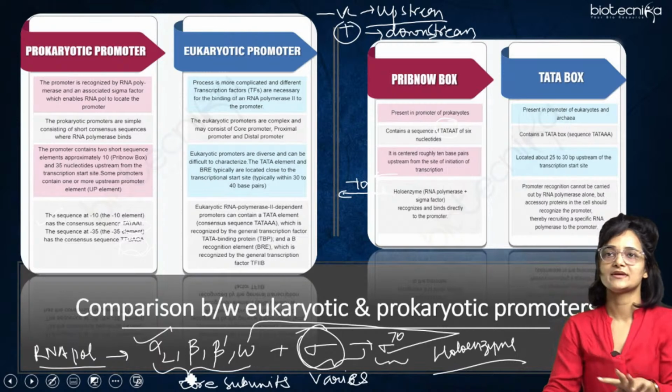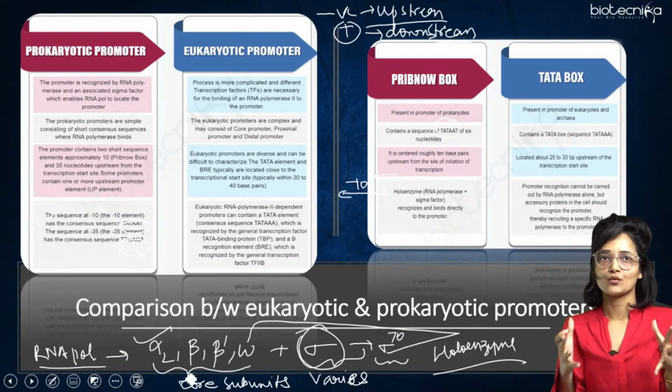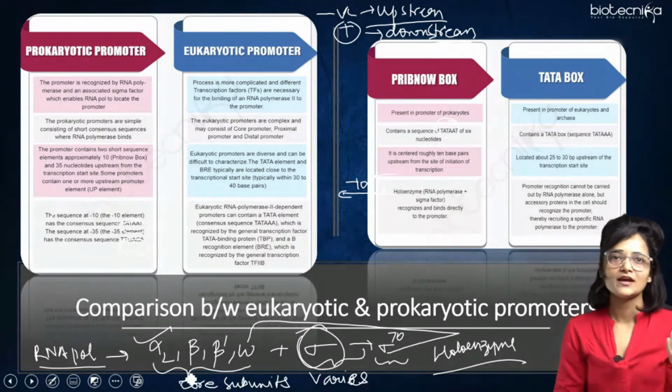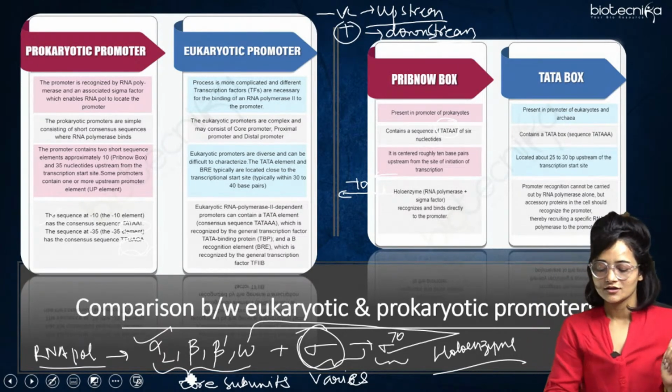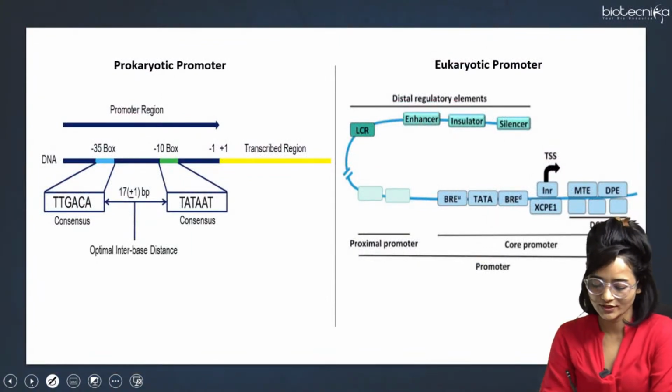So this is the basic comparison between the eukaryotic and prokaryotic promoters. And these differences are very much important. Though questions may not be asked directly from the sequence of the promoter, you should have a clear-cut idea of what the promoters of prokaryotes and eukaryotes really look like. So with the help of a diagram, it would be more clear to you. So here is the diagram.